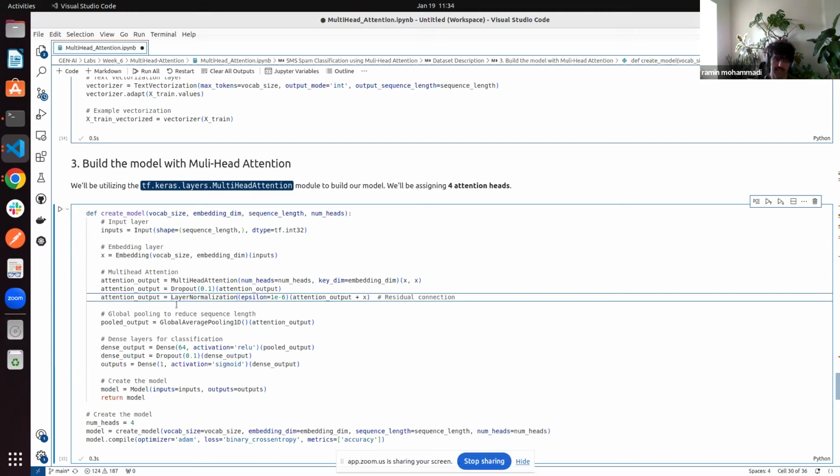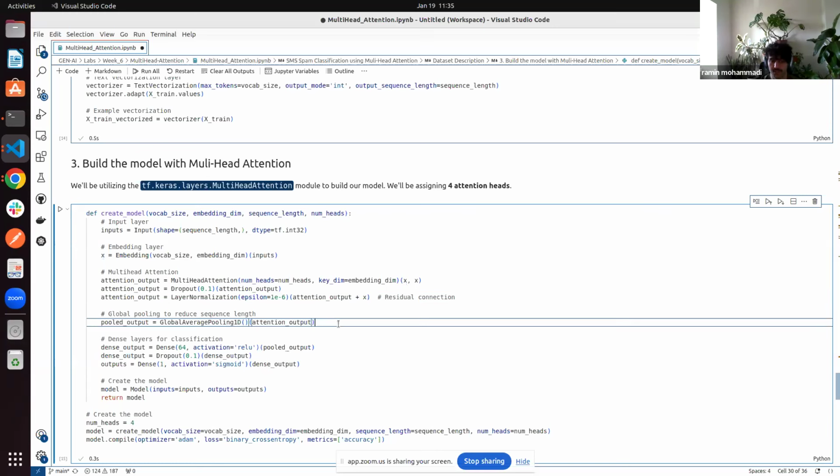We are doing these steps to follow the paper for the transformers, for example. But overall, the reason we add the residual connection is to ensure that the information doesn't get lost as we go through these different steps. Then we do global average pooling over the attention output.